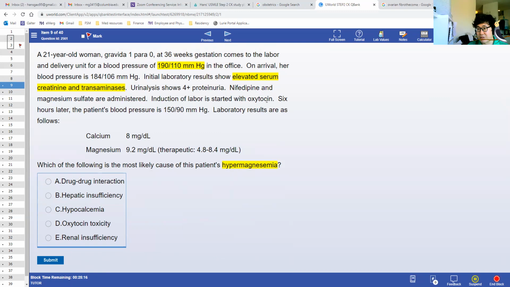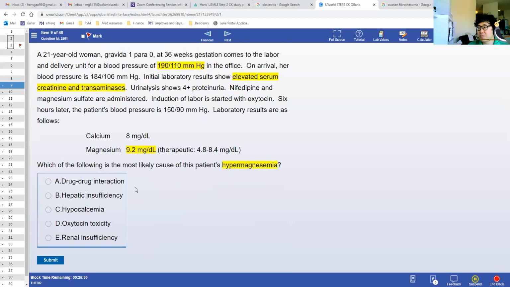Induction of labor with oxytocin. 6 hours later, blood pressure is not as high, but still kind of high. Laboratory exam are as follows. Calcium is okay. Magnesium is 9.2, so pretty high. Which of the following is the cause of hypermagnesemia?